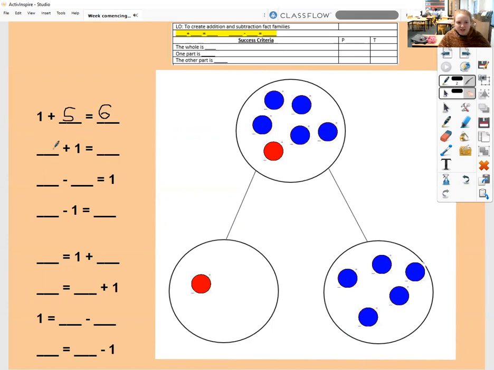Let's have a look at that again. So this time it's saying one part is something plus one more equals my whole. Well, I know my whole is 6. I know that this part is 1. I know that my other part is 5. 5 plus 1 more equals 6.